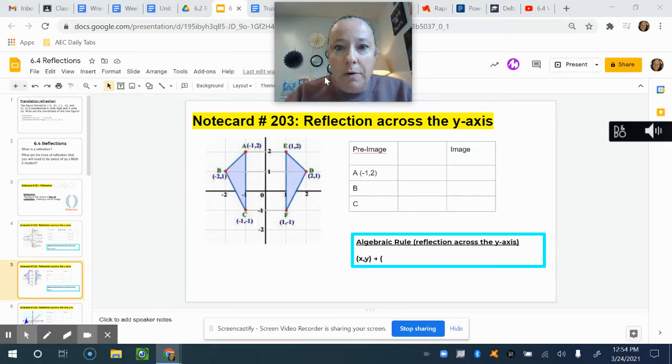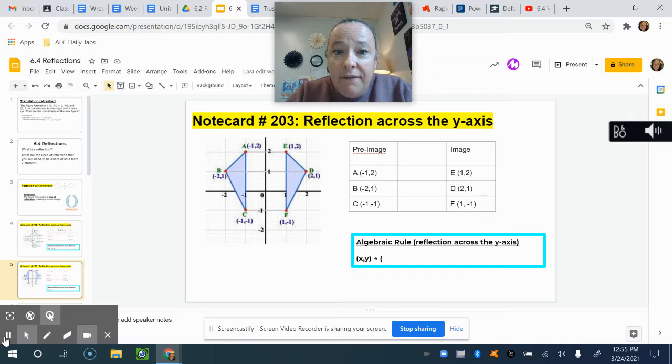All right, so note card 203, let's look at a reflection across the y-axis. So we had just looked at a reflection over the x-axis, and take a look. Across the y-axis, what's going to stay the same, the x or the y values? What's going to happen? What's the algebraic rule? I want you to go ahead and pause me and write down all of this stuff on your note card and then fill in as we go.